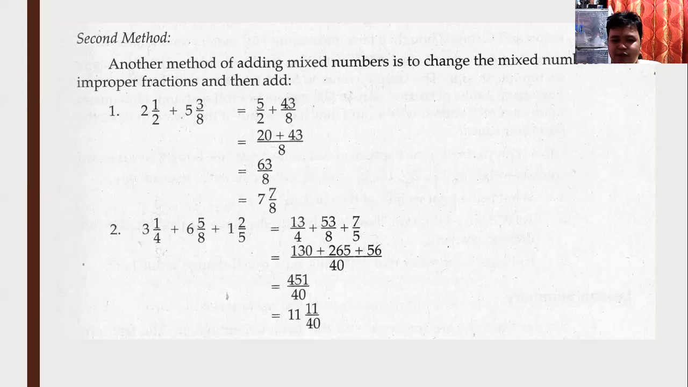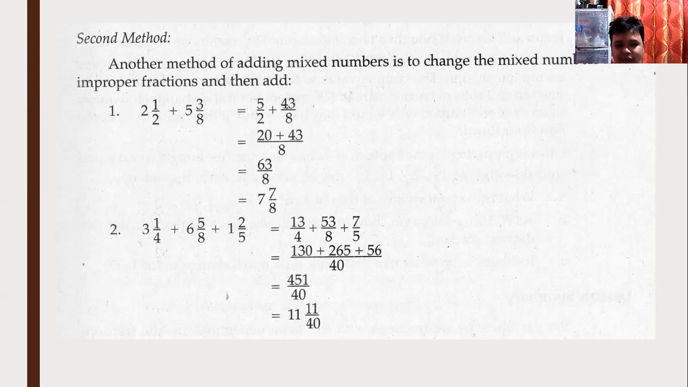So ngayon, dito sa number 2, is 3 and 1/4 plus 6 and 5/8 plus 1 and 2/5. Yung labasan dito, same procedure. Copy the denominators. 4, 8, and 5. So dito, sabi, bakit naging 13 plus 53 plus 7? Sige nga, bakit yan naging 13 plus 53 plus 7? Simple. 5 times 1, 5 plus 2, 7. So 1 and 2 fifths.